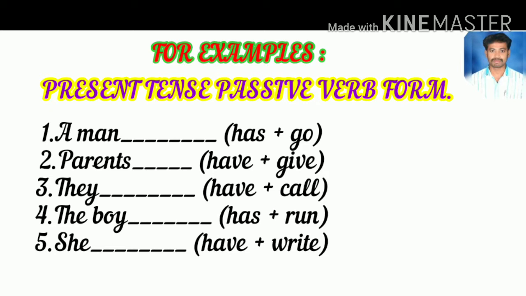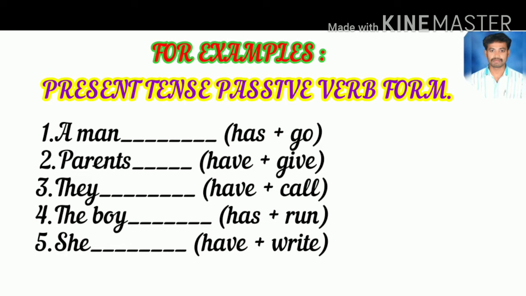And then parents, second one, parents dash, parents here plural, so that's where I want to use have. Okay, have been given. And then they dash have plus call. Okay, again here plural, that's why we're going to use have, and then been, and then called. Okay, so in the past tense we want to use had, but here in the present tense has and have. Okay, so have been called. And then the fourth one, the boy dash has plus run. Again run, ran, run. Okay, so like that, the boy is singular. Okay, so that refers to he, that is the third person singular, so that's why we're going to use has been run.